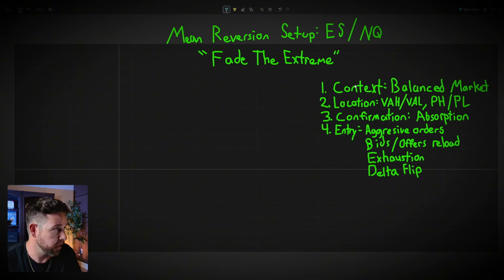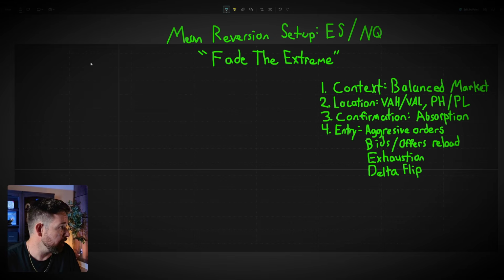First, the context. I look for a balanced market. 2, location. The value area high, the value area low, along with a prior high, prior low, other things like low volume nodes, high volume nodes, and other key areas that we talked about in the previous episode. 3, confirmation is typically large absorption, where I see large resting orders on the bid or the ask that get filled. 4, entry is when I see aggressive orders, bids or offers reload, exhaustion on the order flow, and I see the delta flip. We'll talk about all of these as we go.